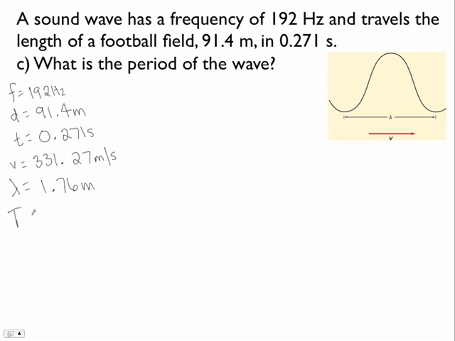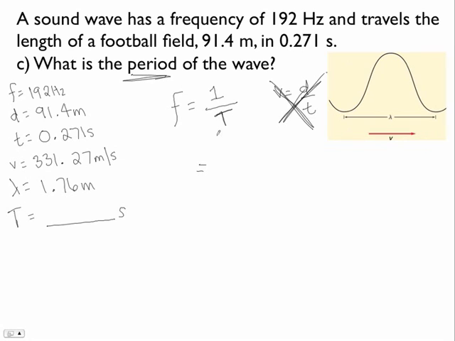And then the last thing that we want is the period. And remember, a period is a big T, and its units are time. And the only formula that we have that has period in it is this frequency formula. Right? Because this is a big T. This is a little t. This is not the right formula. This is the right formula because that has a big T.